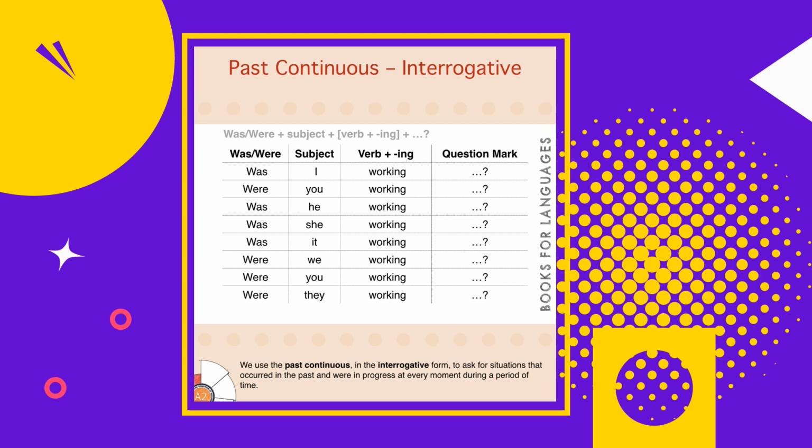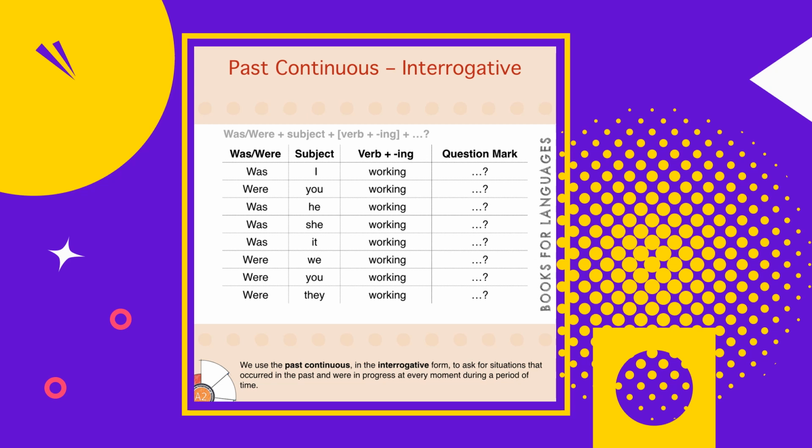Please note that just like we used different helping verbs with different pronouns, here also there is a twist. With singular pronouns, we use was, and with the plural ones, we use were. Here we can see we have four pronouns, I, we, you, they, which we use with were, and the rest of them, which is he, she, and it, we use was.